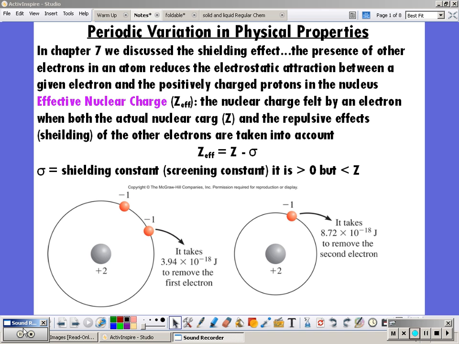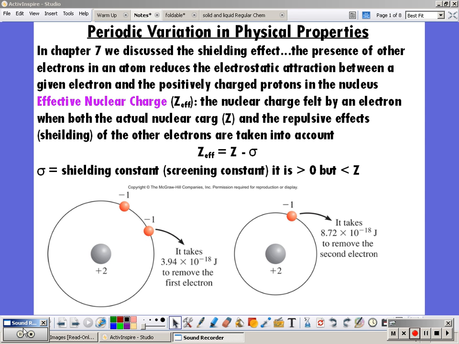Periodic variation in physical properties. So in Chapter 7 we discussed the shielding effect. The presence of other electrons in the atom reduces the electrostatic attraction between the given electron and the positively charged protons in the nucleus. So the valence electrons are shielded from the attraction of the nucleus by the core electrons.